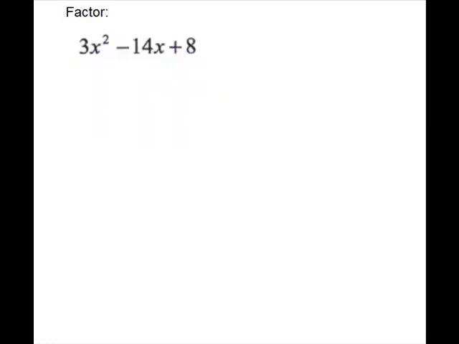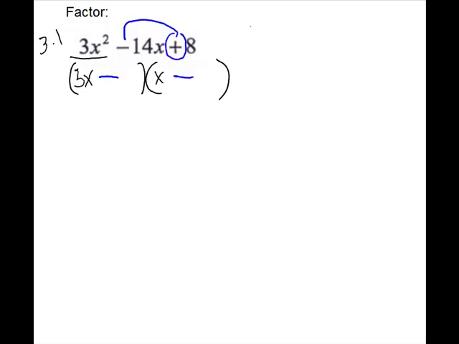So for this problem, we would see if we can take out the 3. We cannot. So we'll go ahead to our parentheses, and we'll do our signs, like signs, this time both minus. We're working on a 3, so we'll use 3 and 1, and split the x's. For 8, we have 1 times 8, 2 times 4, 4 times 2, and 8 times 1. And we just have to try them and check.